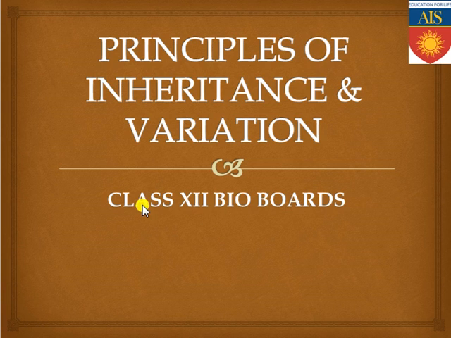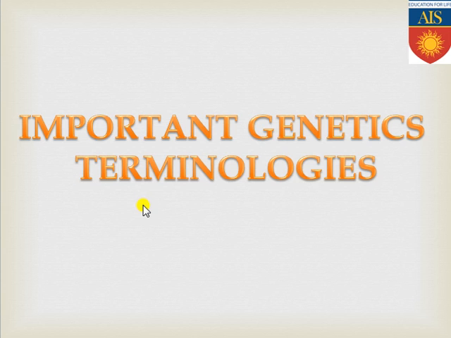First of all, when we start this chapter, principles of inheritance and variation, we need to know various genetic terminologies, the terminologies which are very common in the study of genetics. Because if these terminologies are not known to you, then obviously several things from the genetics portion you can't understand. So let's see the terminologies we need to study here.